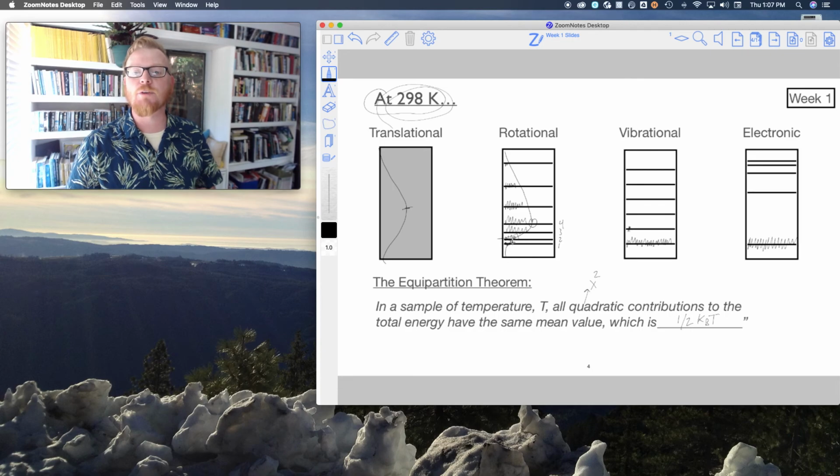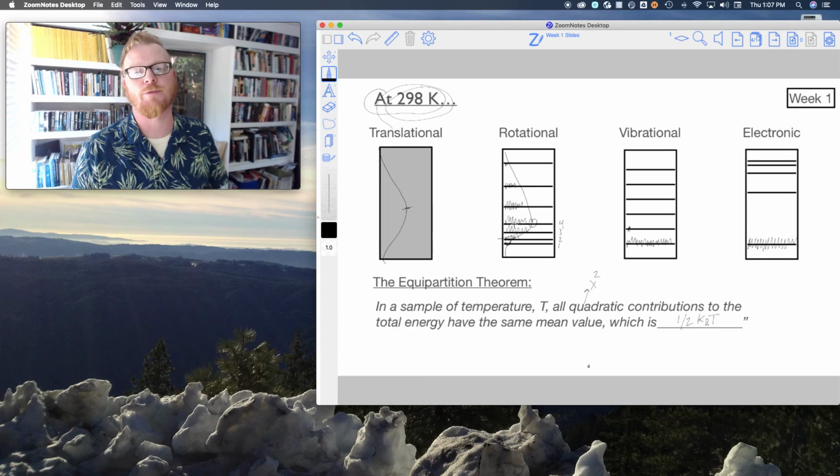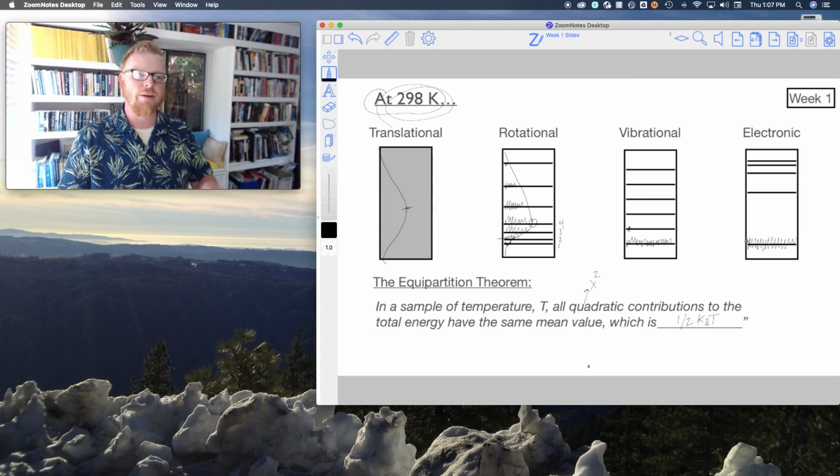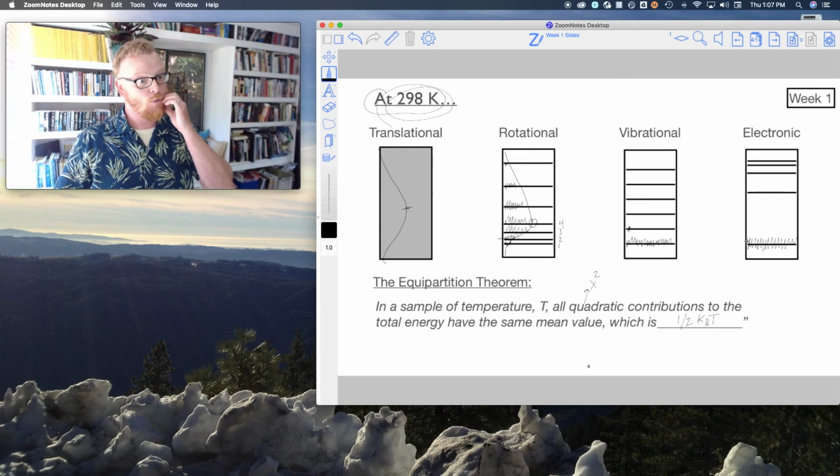The rotational levels are also going to have some population of states. When I say population of states, this is really what I'm referring to. However, for the vibrational levels, 99.99999% of everything will be in the ground state. And with the electronic levels, 99.999999999% of everything will be in the ground state. Okay, so hopefully that's connecting.